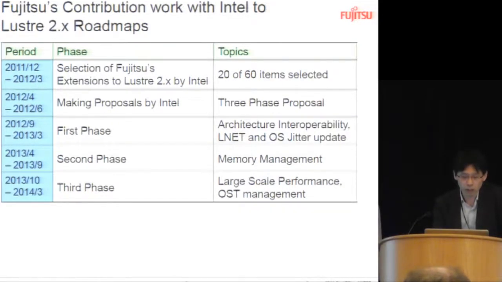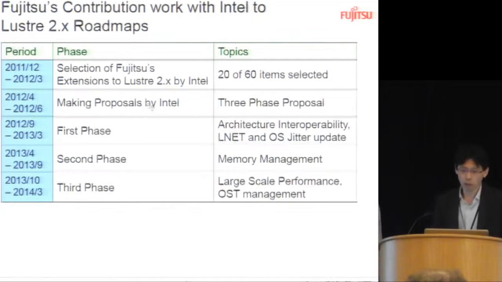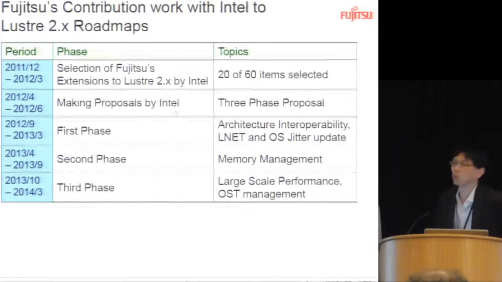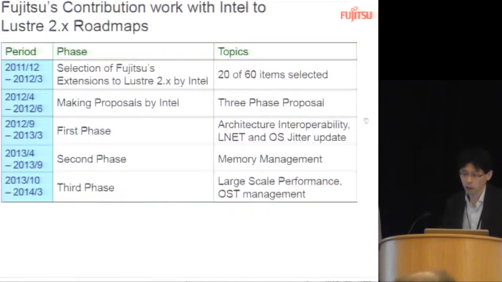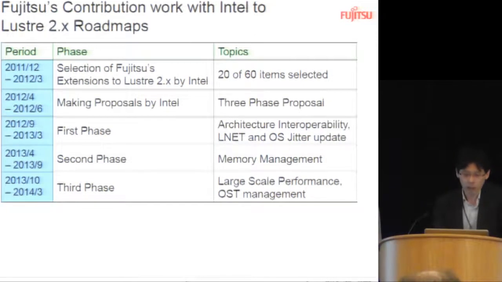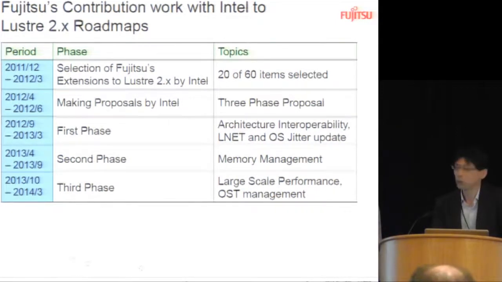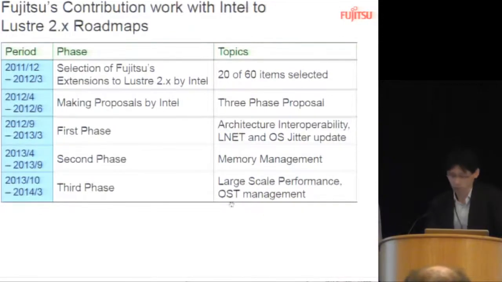The second step is from April 2012, making proposals by Intel. We scheduled a 3-phase proposal. The first phase is already finished. The topics are architecture interoperability, LNet, and OSS update. The second phase is now under way, with memory management modification to Lustre. The third phase is for large-scale performance and OS management.